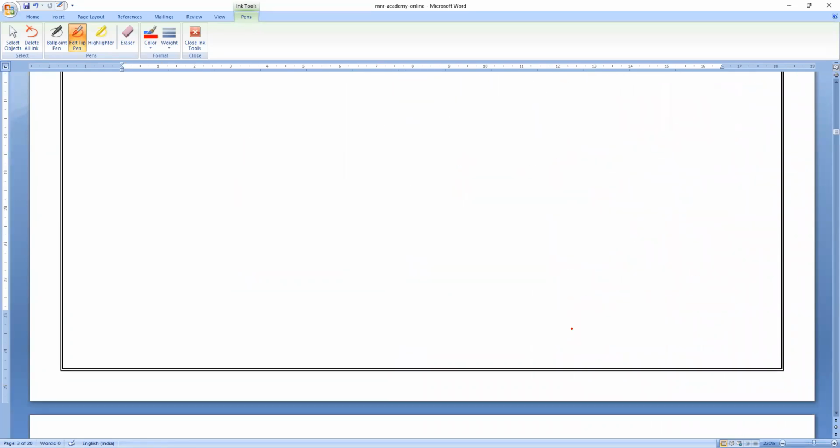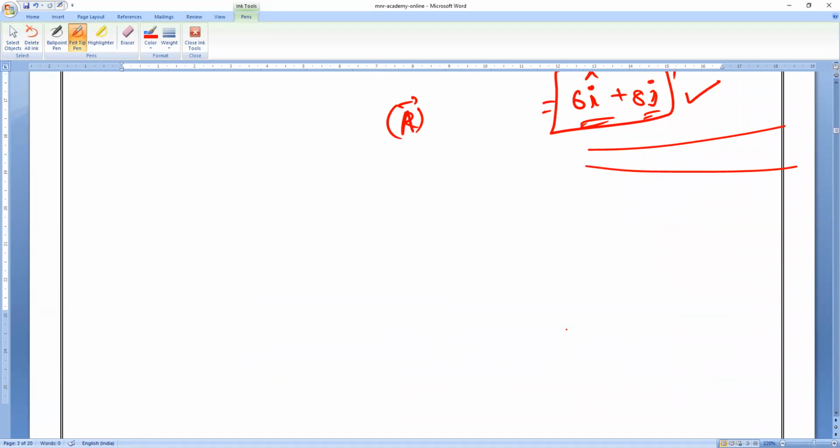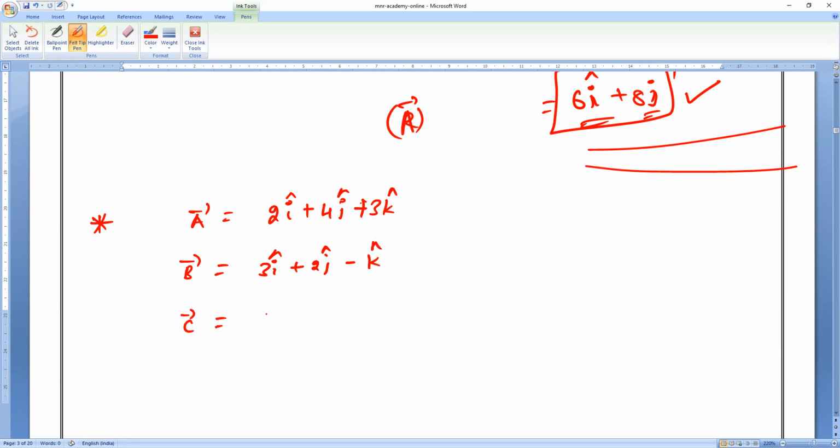Now let me take three vectors and see how to add them. First, we'll see the addition of three vectors. This is very, very important, and this is only what we are going to study in today's class. I'll give you three vectors. Vector A is 2i cap plus 4j cap plus 3k cap. Vector B is 3i cap plus 2j cap minus k cap. And vector C is 2i cap minus 4j cap minus 7k cap.